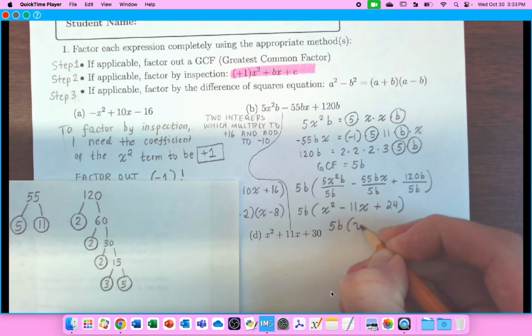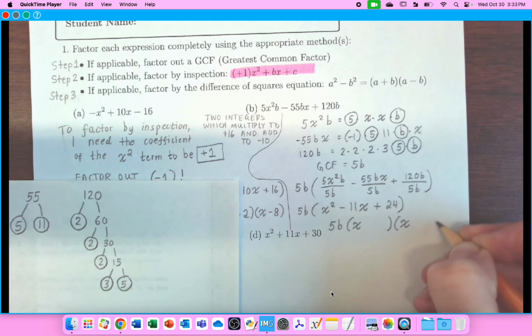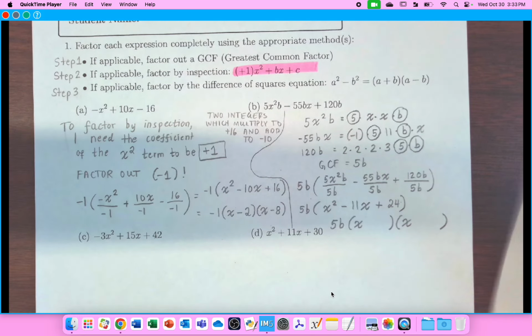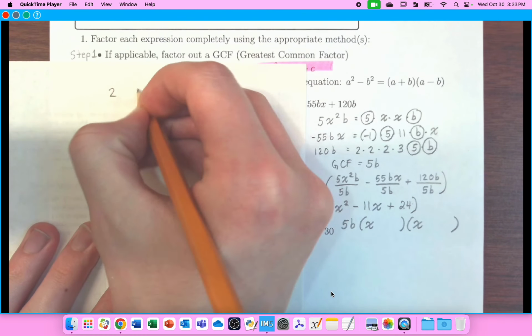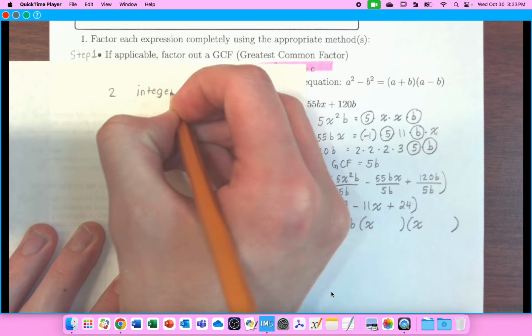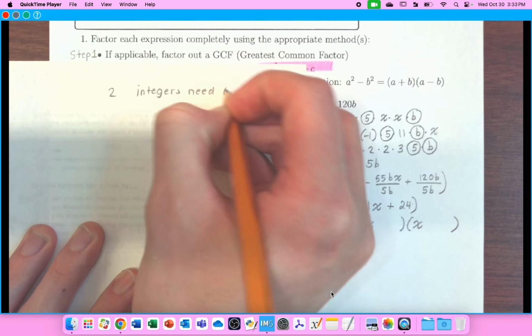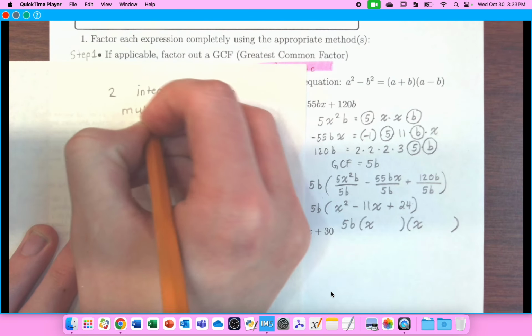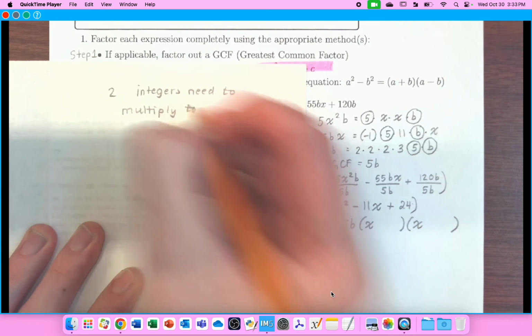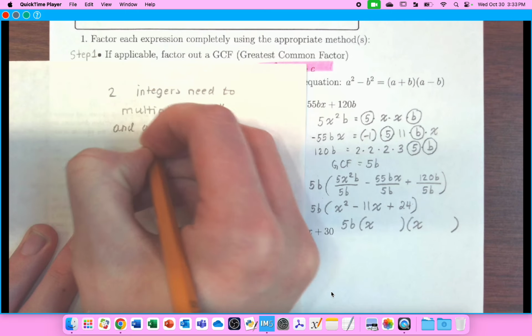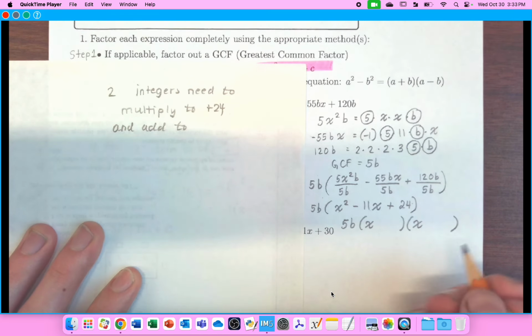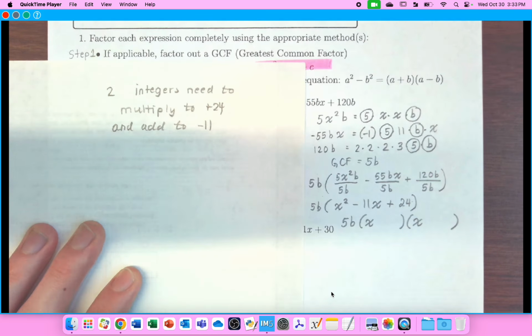I need two integers. These two integers need to multiply to positive 24 and add to negative 11. Okay.